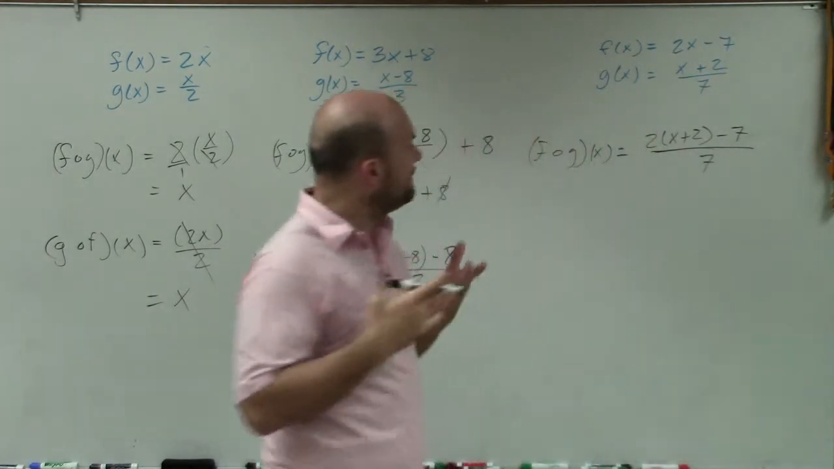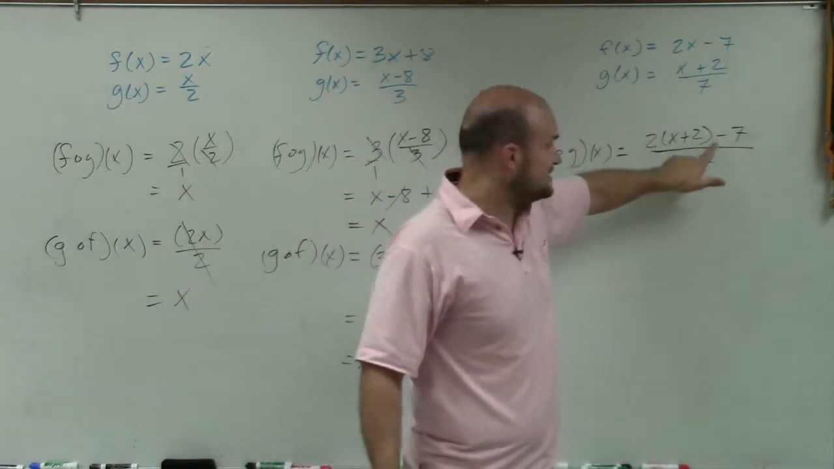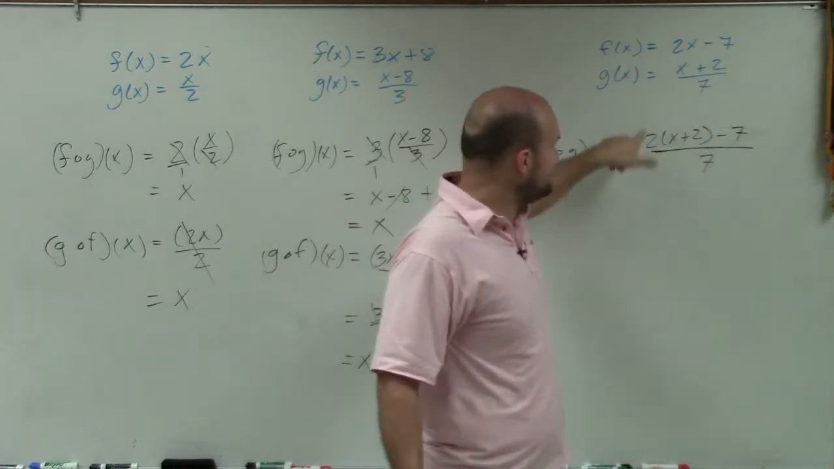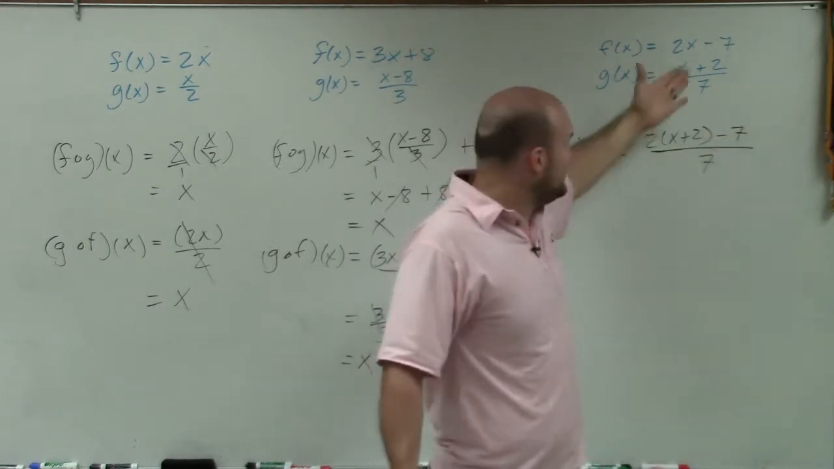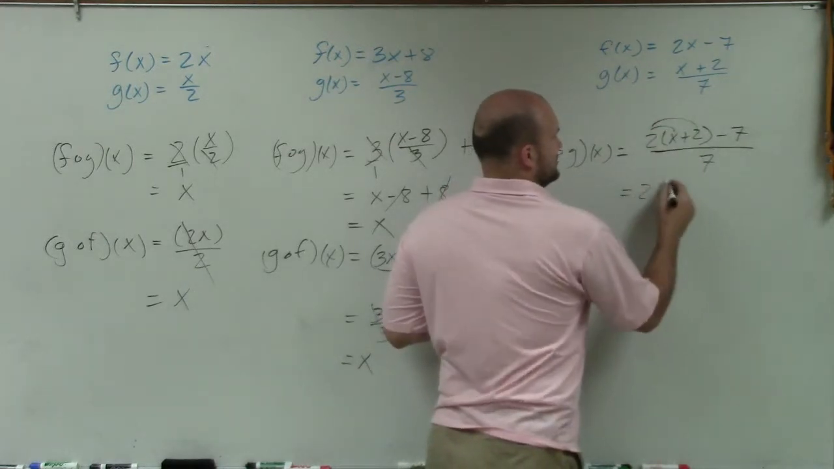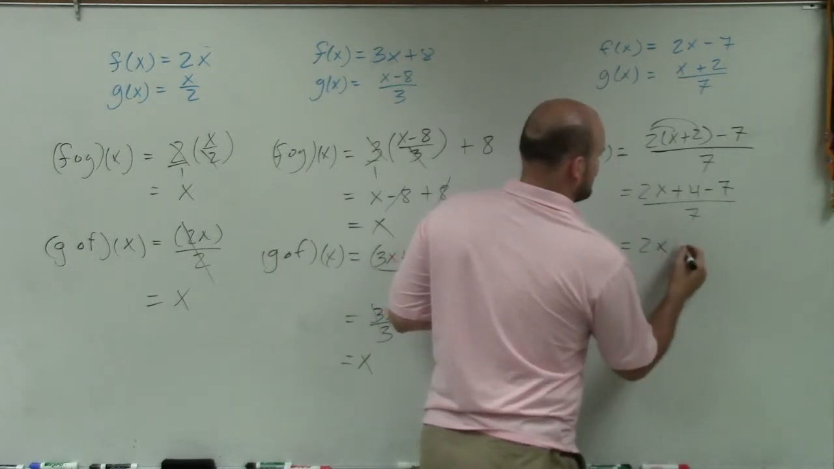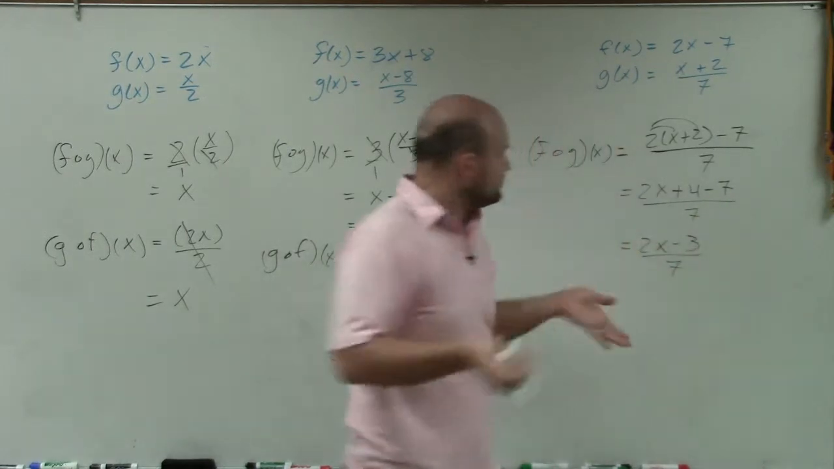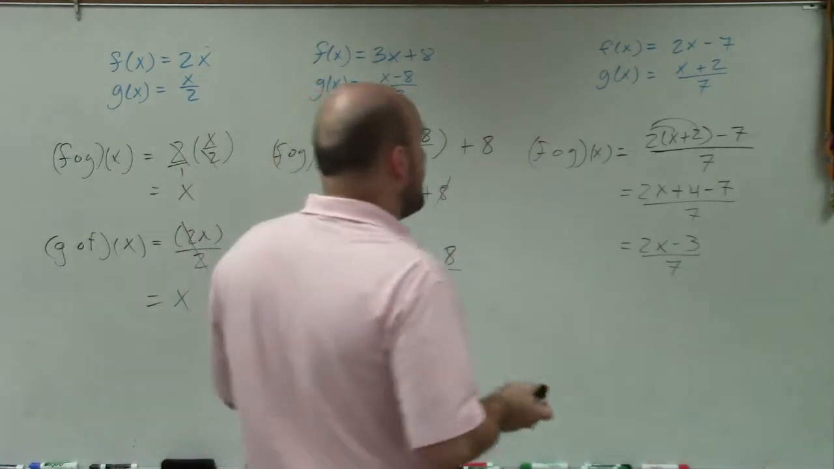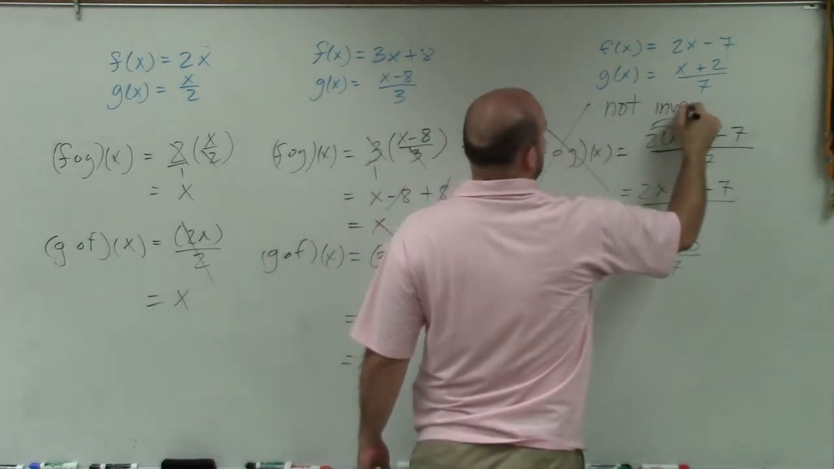OK, so the main important thing here is you notice this divided by 7, I can't divide these two out because they're separated by subtraction. So you can't divide across addition or subtraction. The 7 doesn't divide into the 2, nor does it divide into the 7, so really I can't do anything with this. I can apply the distributive property here: 2x plus 4 minus 7, divided by 7. That becomes 2x minus 3 divided by 7. But what you see here is that we come to another stalemate. I can't simplify this just to get x. So therefore, this is an example of two functions that are not inverses.